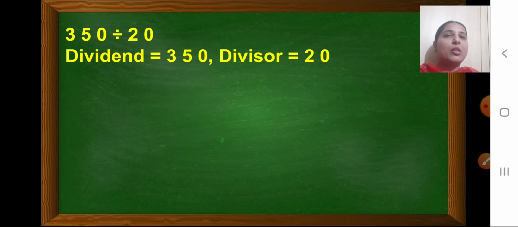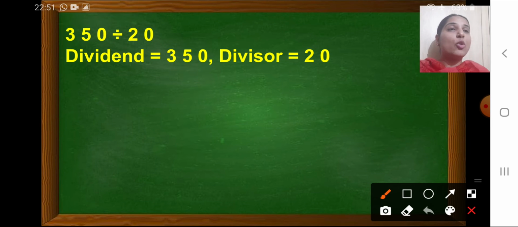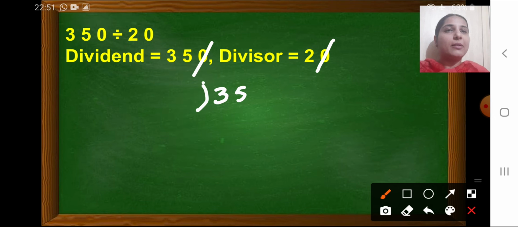So let's see. The same question: 350 divided by 20. So 350 is the dividend, whereas the divisor is 20. Here, children, we will cancel the common number of zeros in both the divisor and dividend. You can see in the dividend, in the ones place we have 0, and in the divisor also, in the ones place we have 0. So we will cancel both the zeros, the common number of zeros. And now we will divide 35 by 2.